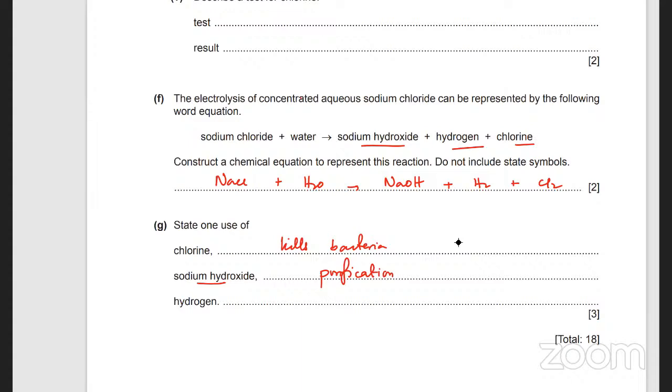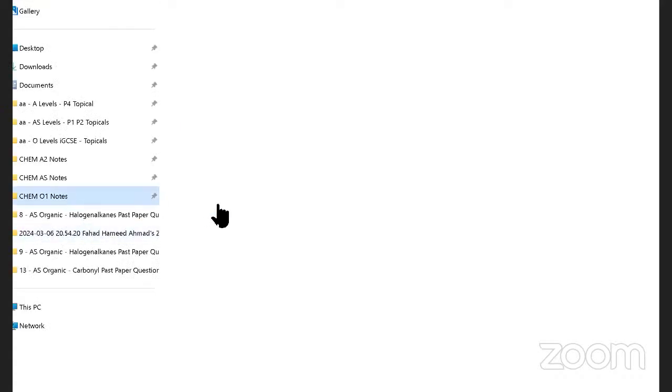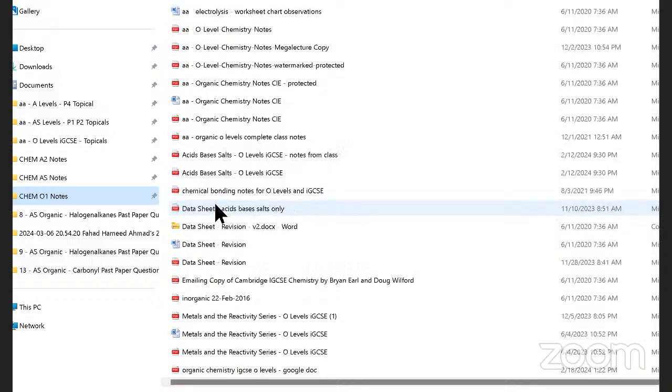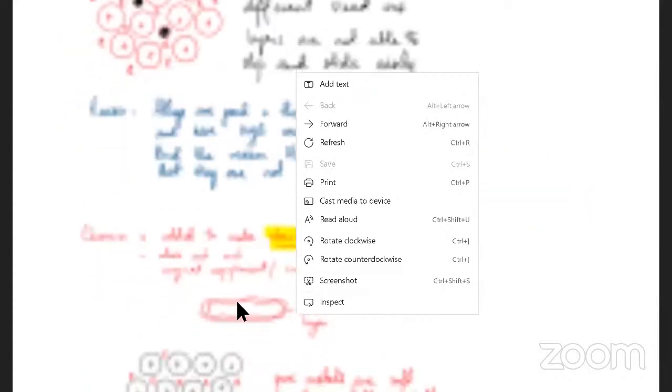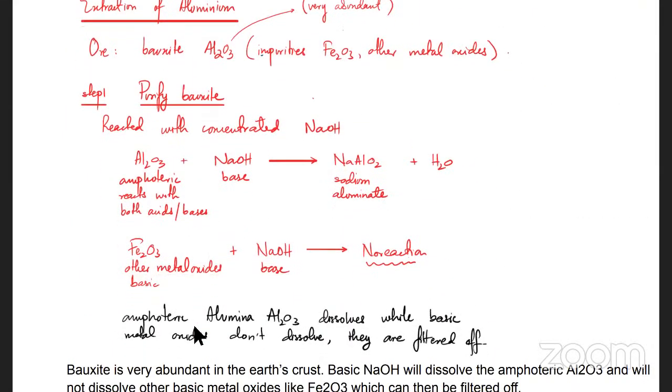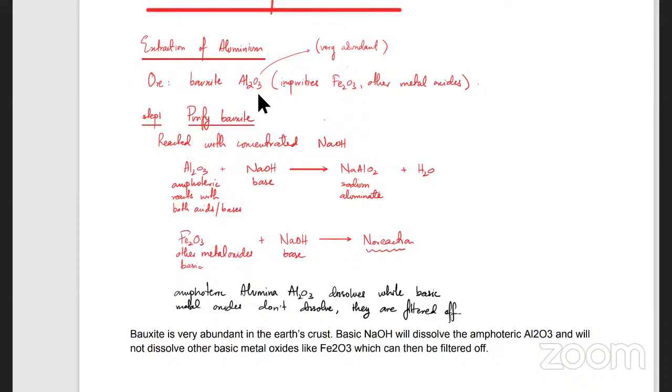NaOH is used in a number of industrial processes. What you have studied is the purification of bauxite, in the extraction of metals. There was extraction of iron, and after that aluminium. You had bauxite which had impurities in it, other metal oxides, Fe2O3.